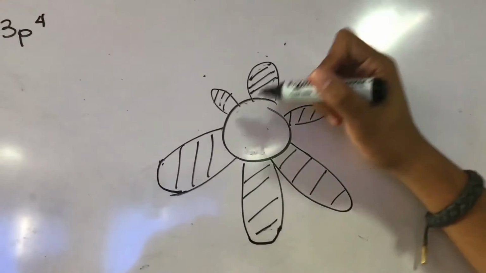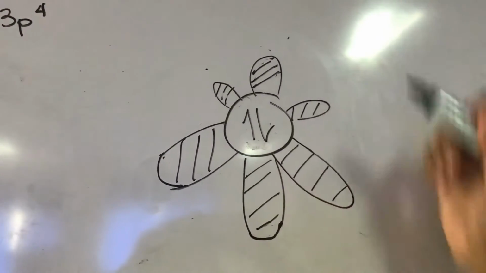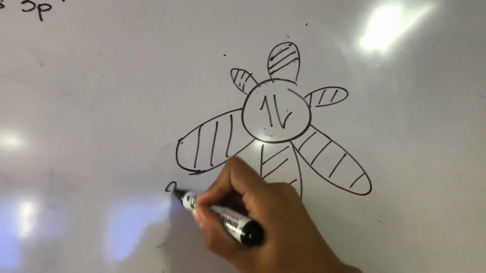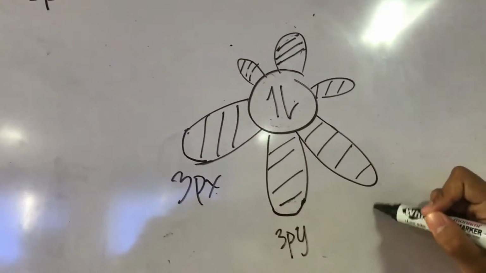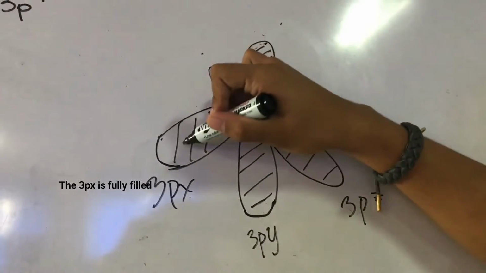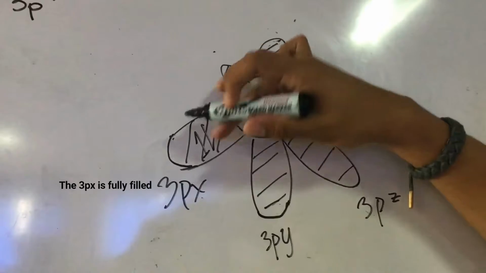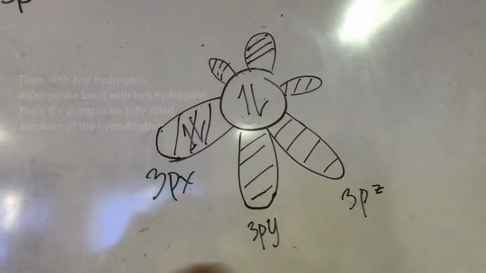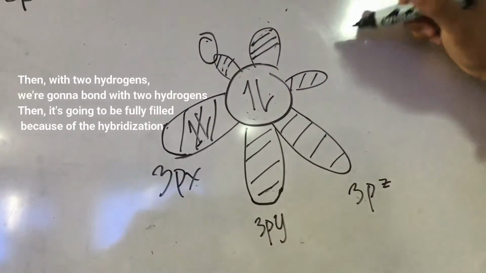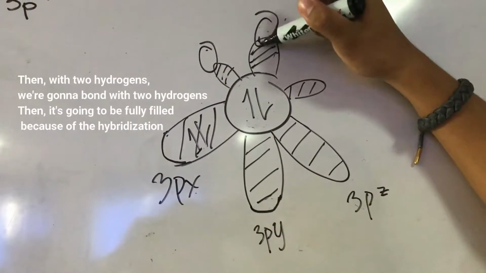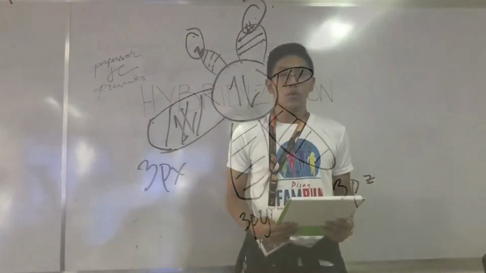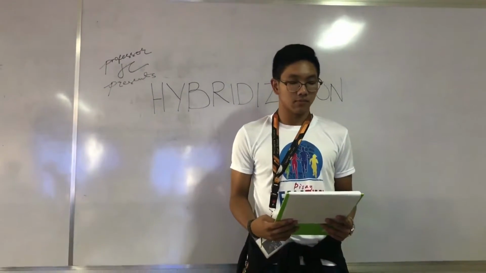So this is the 3s orbital, which is filled. The 3py, 3px, and 3pz. The 3px is filled. Then, with two hydrogens, we're gonna combine the two hydrogens. Then, it's going to be filled because of the bonding. So, let's move on to hybridization.